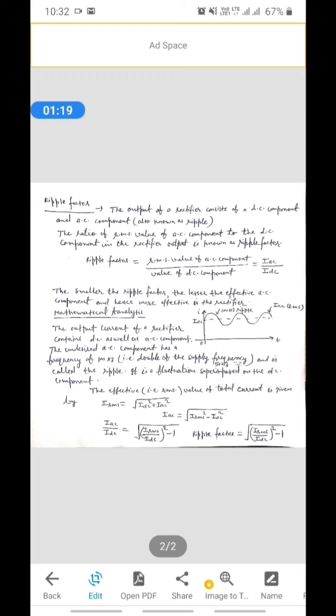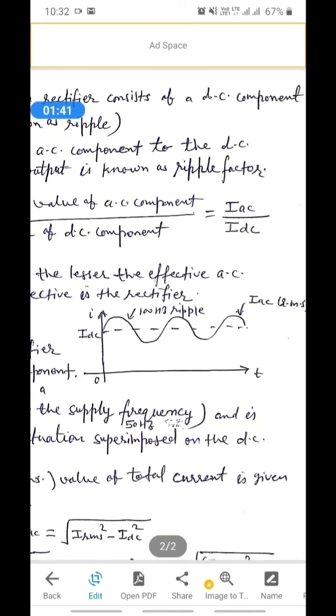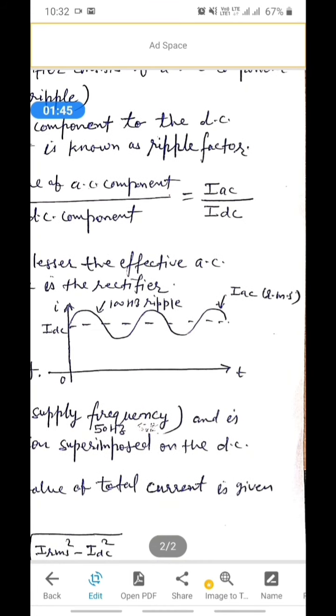Mathematical analysis. The output current of a rectifier contains a DC as well as an AC component. The undesired AC component has a frequency of 100 Hz, that is double the supply frequency of 50 Hz. This is the graph representing IDC and IAC.